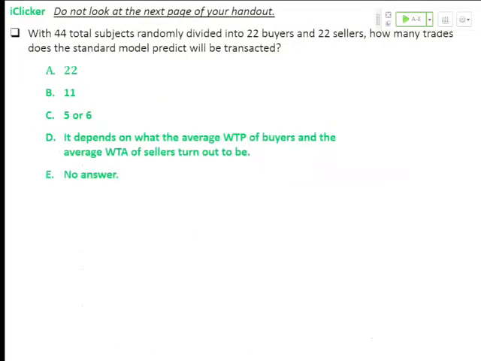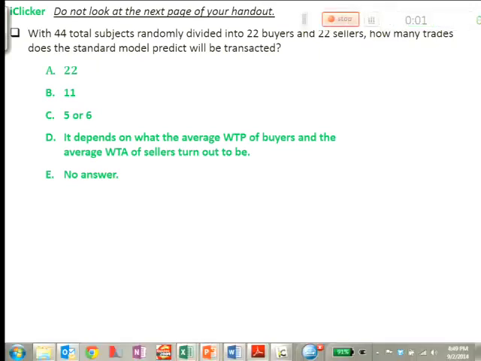Fine. Now, without looking ahead, tell me this. With 44 subjects total, randomly divided into 22 buyers and 22 sellers, how many trades does the standard model predict will be transacted? Mind you, remember, the standard model says that willingness to pay and willingness to accept should be the same on average across these groups. So how many trades, once the market clearing price has been determined, should you see in this setting under the standard model?